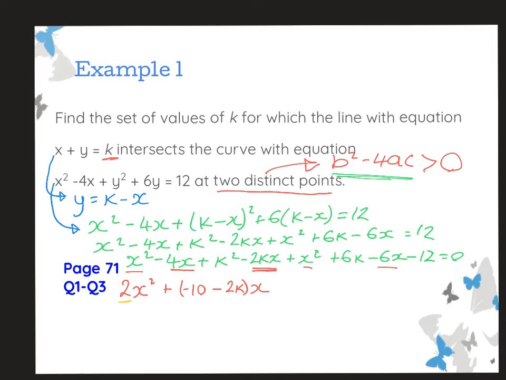So I've simply taken x out as a factor here. So then I can see that my coefficient of the x's, so therefore the value of b, is minus 10 minus 2k. And then the rest, which doesn't have any x squared or x's involved, is going to be our value of c. So k squared plus 6k minus 12. I'm just going to put brackets around that. You don't need to, but for me, it just helps me see that that's going to be my whole value of c.